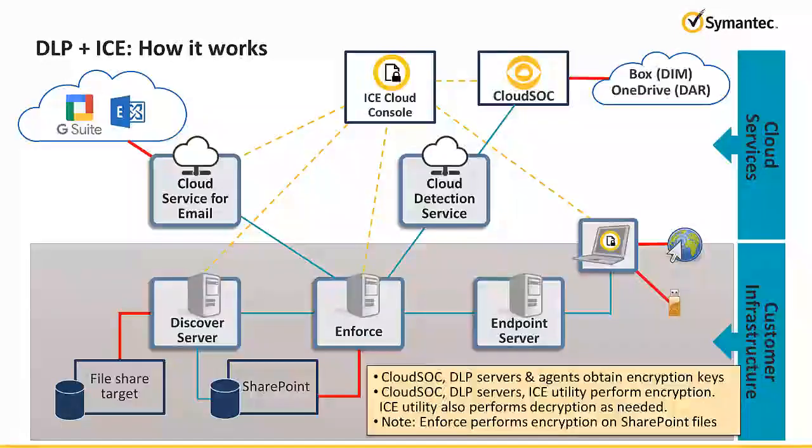As shown in this figure, ICE is not physically networked to any part of the DLP infrastructure. Both DLP and CloudSOC can be configured to call ICE when they detect confidential data on supported vectors and when policy requires it. ICE then passes the encryption keys to the relevant server, service, or endpoint to encrypt, and for endpoints to decrypt the file.